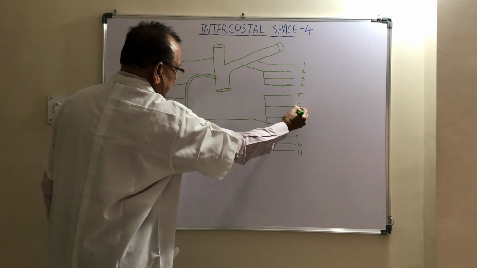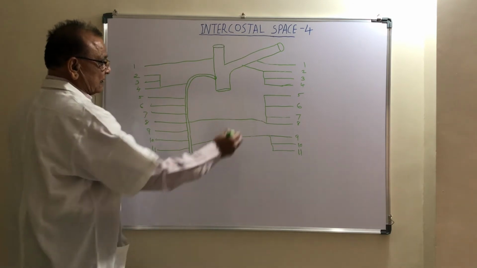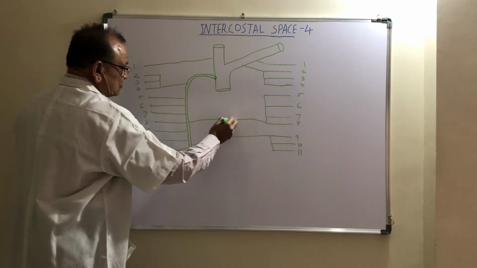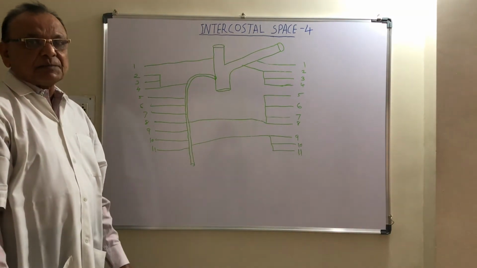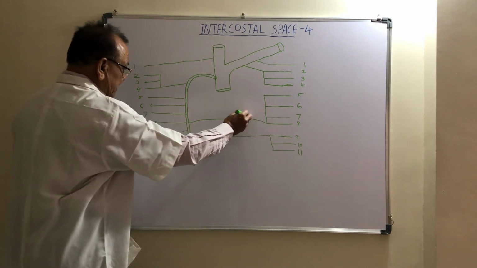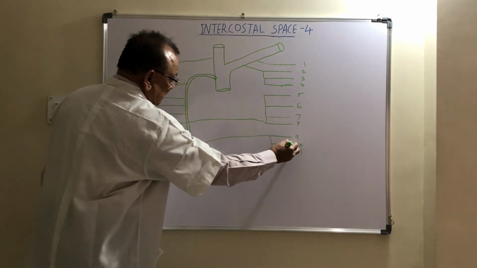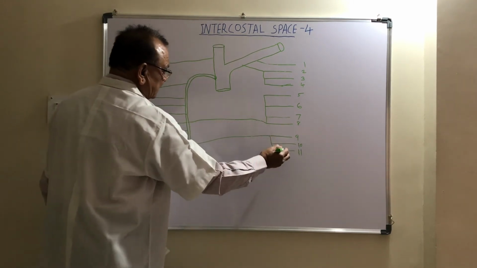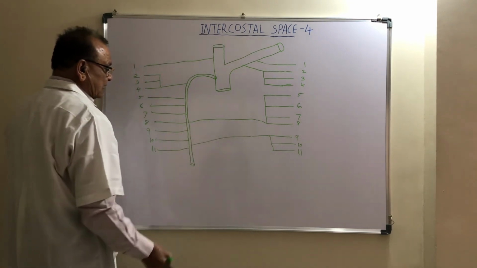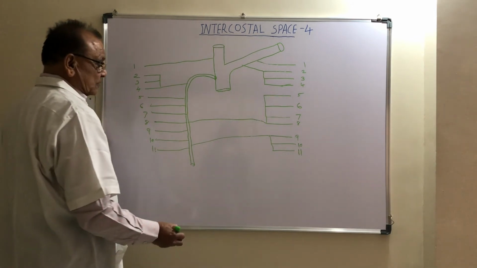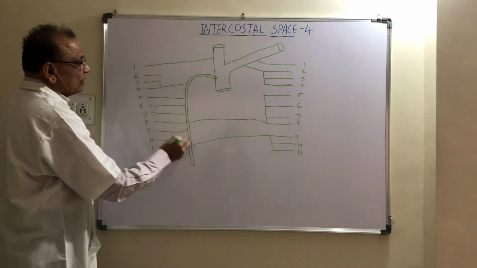Now the 5th, 6th, 7th and 8th. The 5th to 8th posterior intercostal veins on the left side unite to form a common vein, and this common vein is called the accessory hemiazygous vein. The accessory hemiazygous vein opens into the azygos vein. The 9th, 10th and 11th posterior intercostal veins of the left side unite to form a common vein, and this common vein is called the hemiazygous vein. This hemiazygous vein opens into the azygos vein.